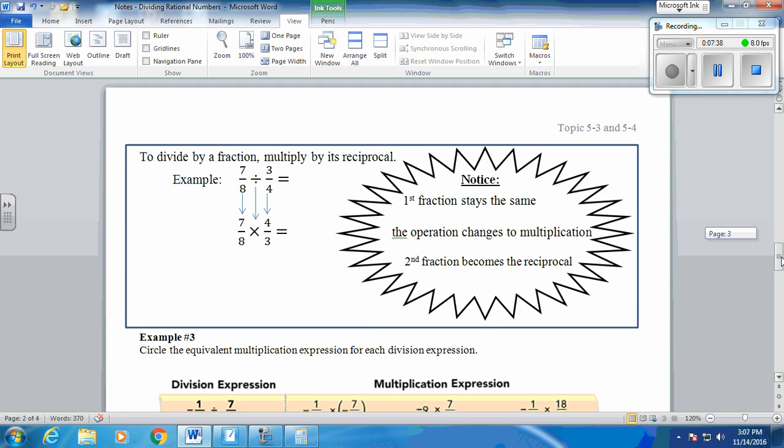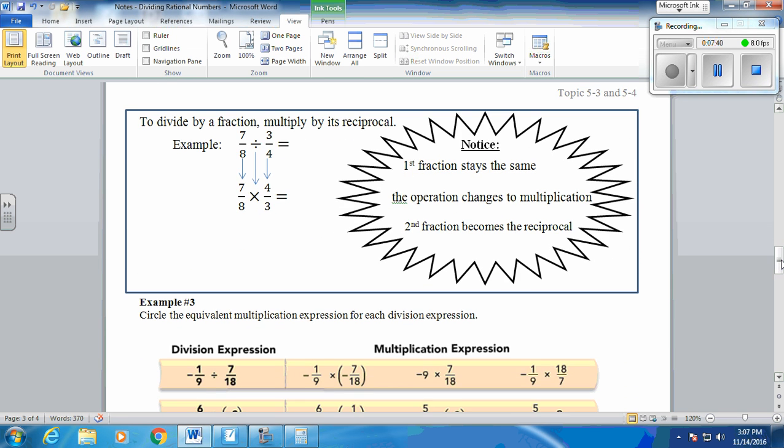So on the next page, again, this is something you guys saw last year, which you actually called SIR. And I'm not a big fan of SIR because you need to make sure that you understand that means same, inverse, reciprocal. To divide by a fraction, you end up multiplying by its reciprocal. So 7/8 stays the same. You do not change the first fraction. If you do, you will get the wrong answer. The first fraction stays the same. I changed the division to multiplication.